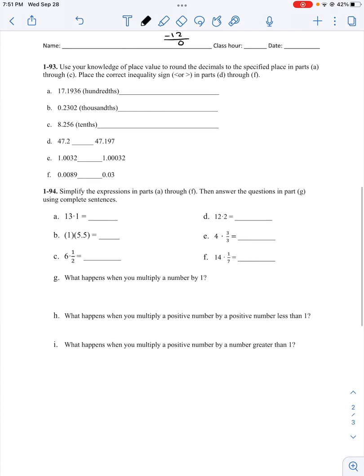Okay. Problem 93. We need to round the decimals to specified place values. So if I'm looking at my hundredths place value, I find my hundredths. I have my decimal point, and my tenths and my hundredths is the 9. I look to the 3. When I round, it's 17. The 3 tells me the 9 stays the same, and everything else turns to a 0.